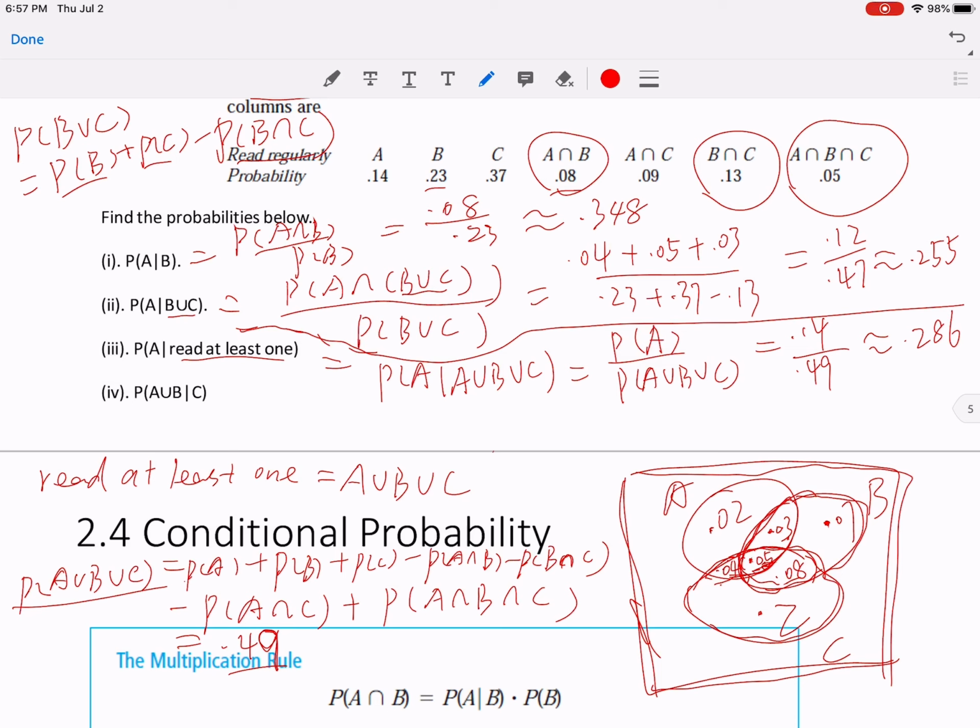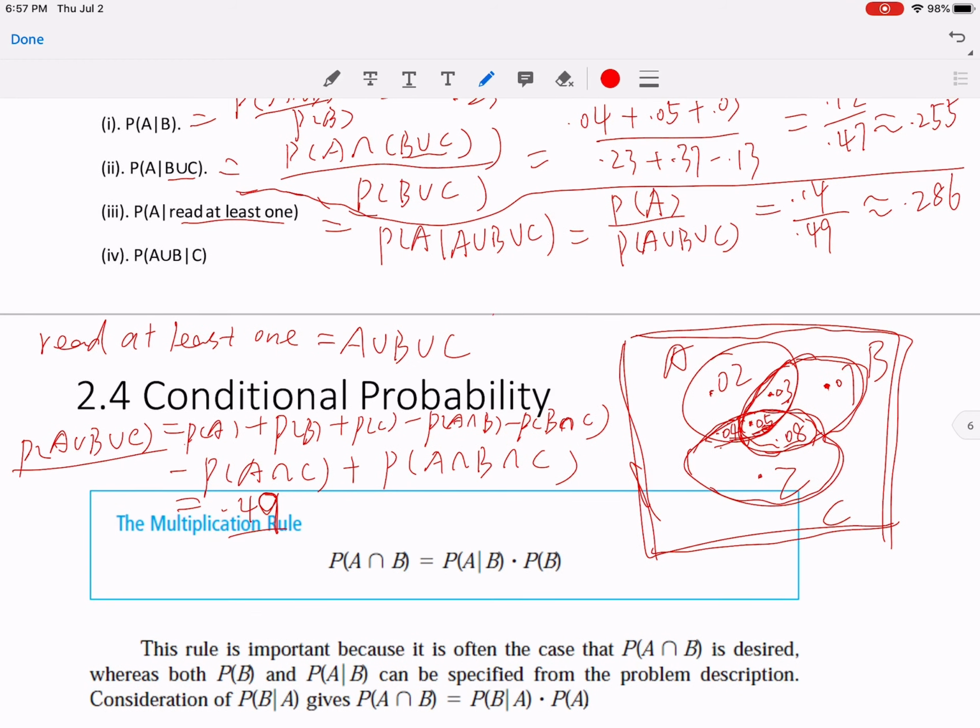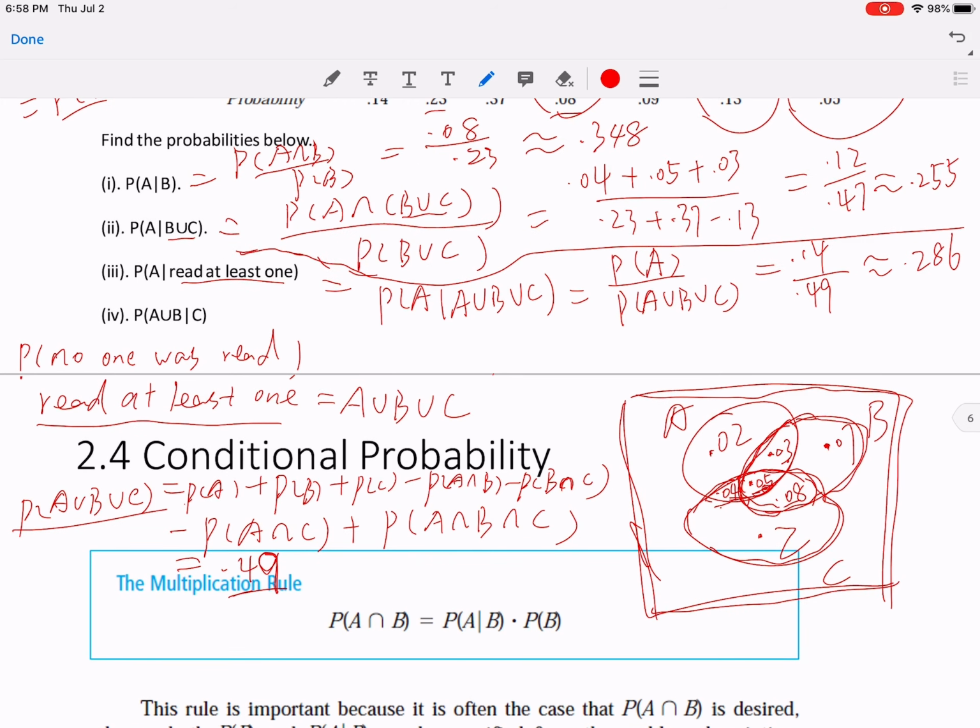And then I have one more question over here. Once we have the probability of A union B union C, or once we have the probability that read at least 1 is 0.49, what is the probability that no one was right? So what's the probability no one was right?